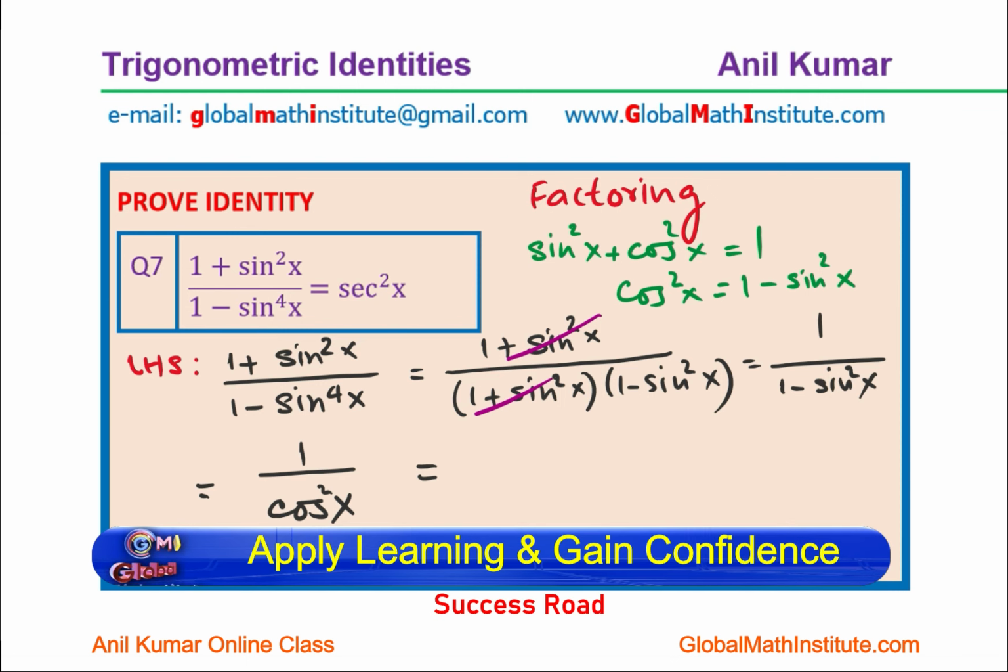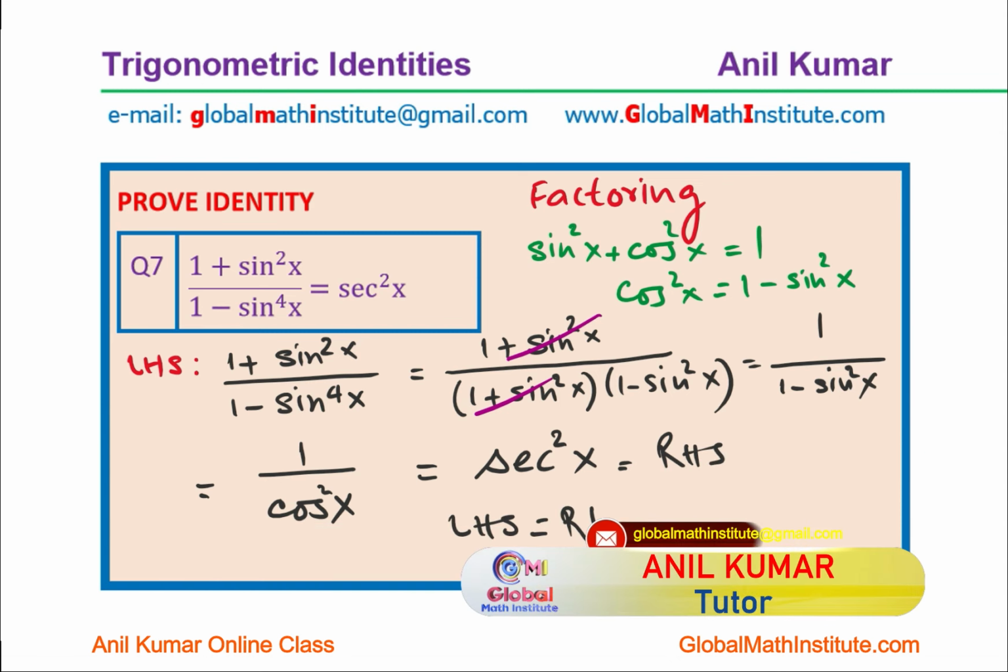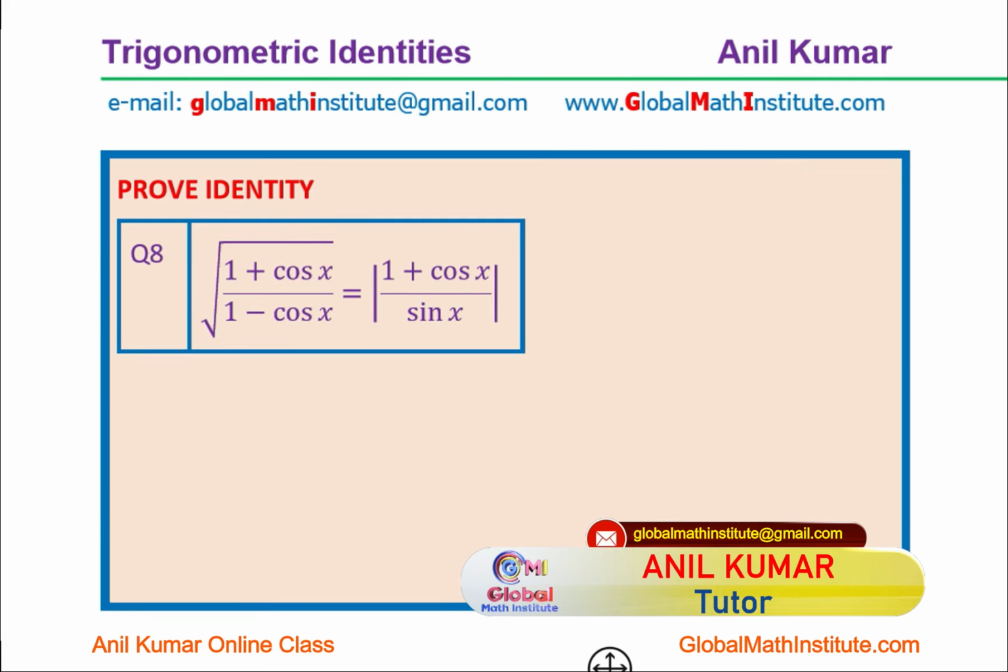And using the reciprocal identity, I can write 1 over cos²x as sec²x, which is the right hand side. So once again, we have shown that the left hand side is equal to the right hand side. Hence, the identity has been proven. Perfect. So that is how you should be doing it. Here is the next question. I'd like you to pause the video and answer this question.